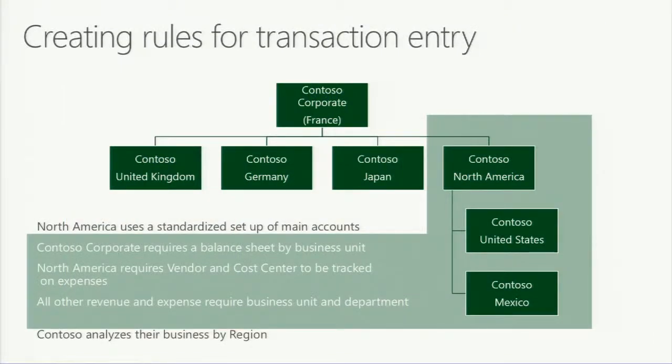So I'm still on the same highlighted block of requirements. I need a balance sheet by business unit, nothing else. Okay, so I don't really want to track customer, vendor, anything additional with my balance sheet accounts. North America, again, I mentioned create vendor and customer are needed for expenses, and then all other revenues and expenses require business unit and department. So when I look at this, I really see that I have two main areas. I have a balance sheet area, and I have a revenue and expense area. So let's go ahead and create an account structure and advanced rule to really take care of these requirements for my business.